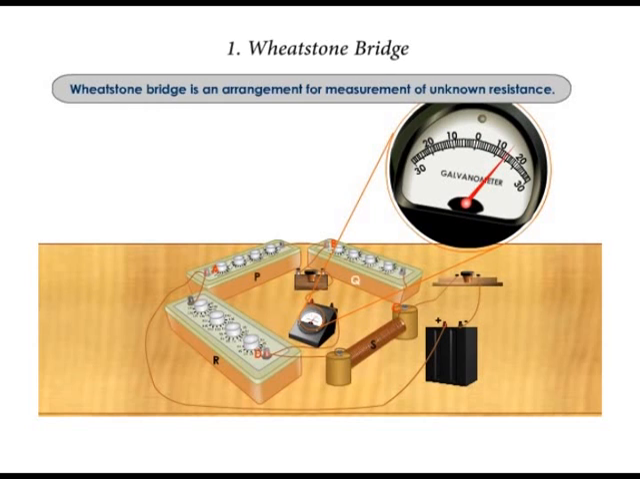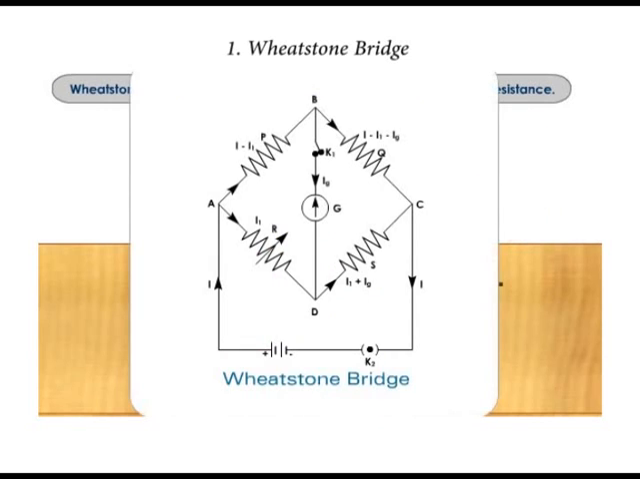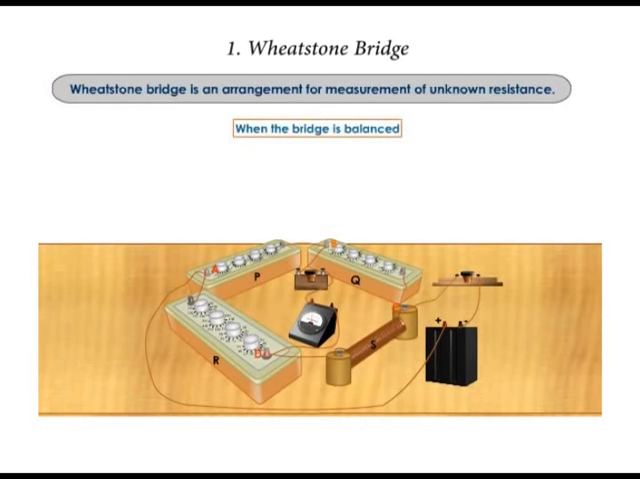The values of the resistors P, Q, R, and S are so adjusted that the galvanometer shows no deflection when the switch is on. This means that no current is flowing in the arm BD, and therefore the potential at B is equal to the potential at D. The bridge is said to be balanced. P over Q is equal to R over S. Knowing the values of the 3 resistors P, Q, and R, the unknown resistance S can be found out. S is equal to RQ by P.